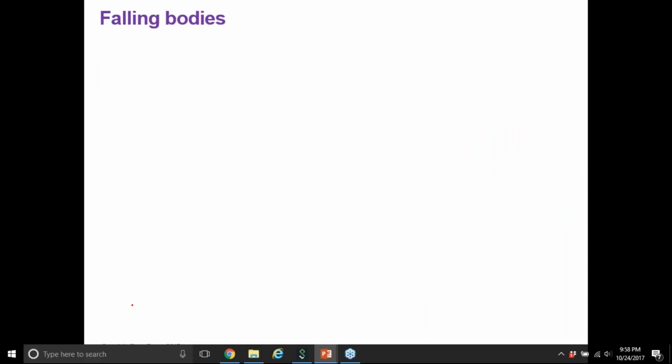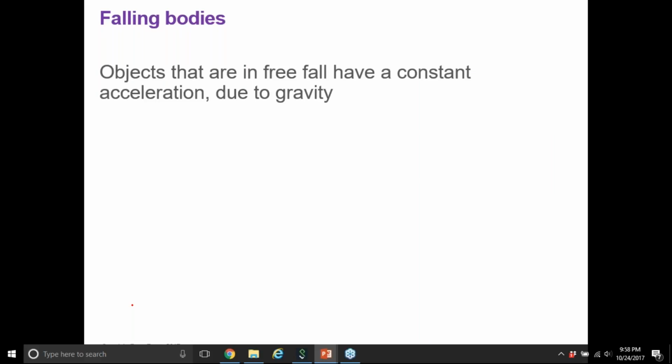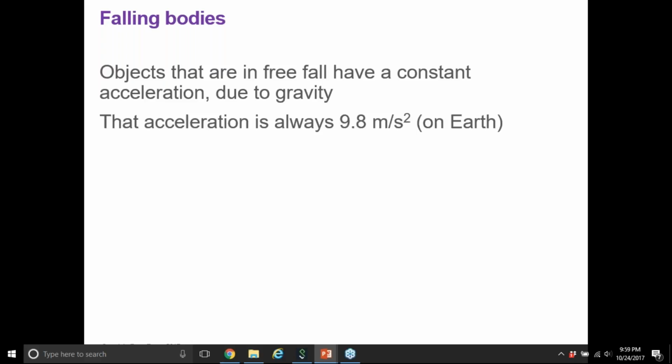Now at the end of this section, we talk about things that are falling. Objects that are in free fall are things where the only force acting on them is gravity. In the real world, there's always air resistance, but we're going to pretend there's not, and we're just going to talk about free-falling things where the only force on them is gravity. Because that's the only force on them, they have a constant acceleration due to the gravity pulling on them.